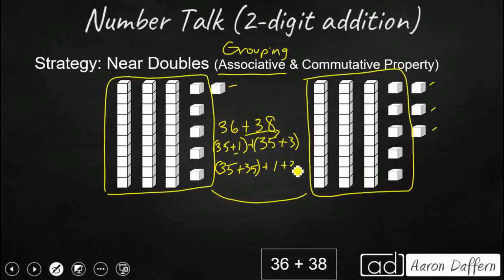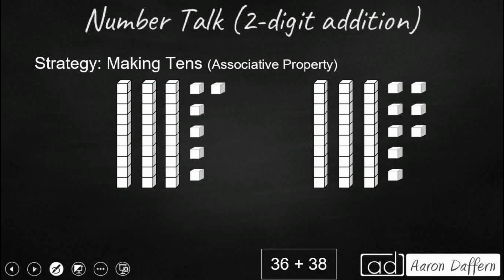And so that's where the commutative property comes in. So my commutative property is my order property. So I can regroup these and I can reorder them because they're all add-ins. And so my 35 and 35, if you double that, you got 70. And then 1 and 3, that's 4. So add 70 and 4. Hopefully, you got the answer of 74. So that's using near doubles.